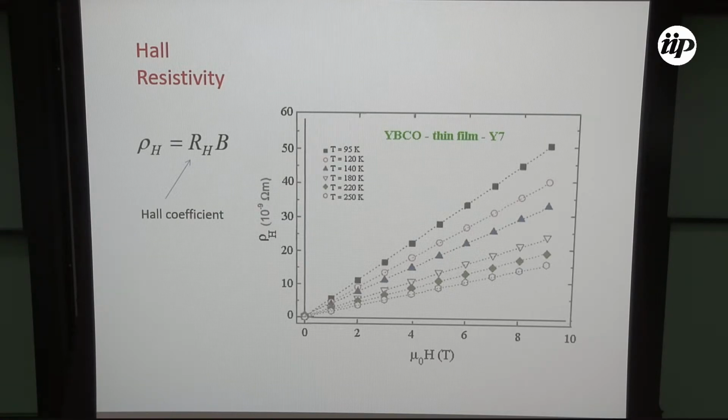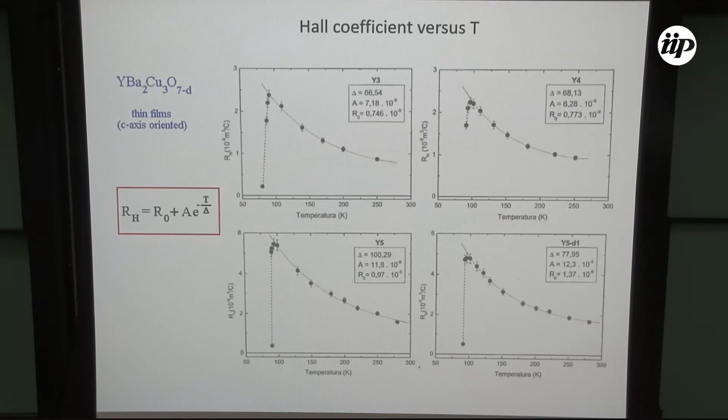This is Hall resistivity as a function of the field for different temperatures, and we get the Hall constant, the Hall coefficient, from the slope of those straight lines for each temperature. You see it's a relatively low field range, up to 9 Tesla. Here are some examples of the fitting in the EBCO system. This is the fitting in the normal phase for samples having different doping levels. These are, in this case, thin film samples.